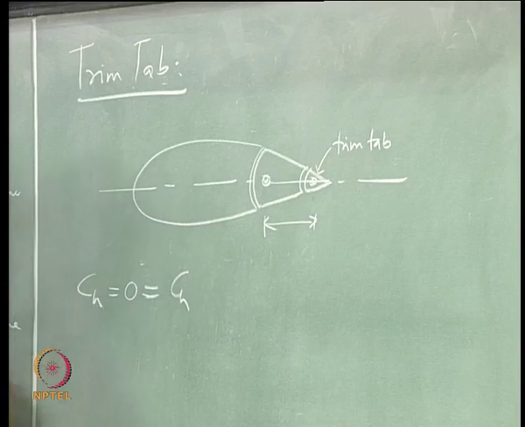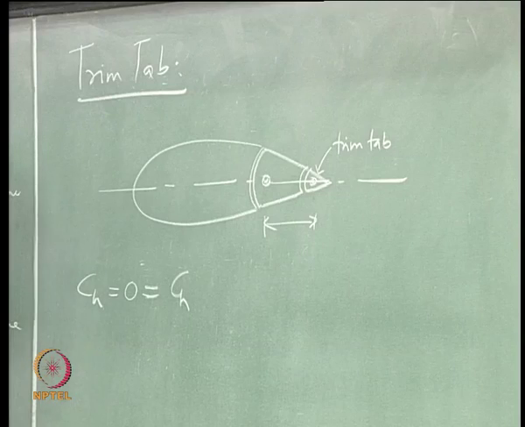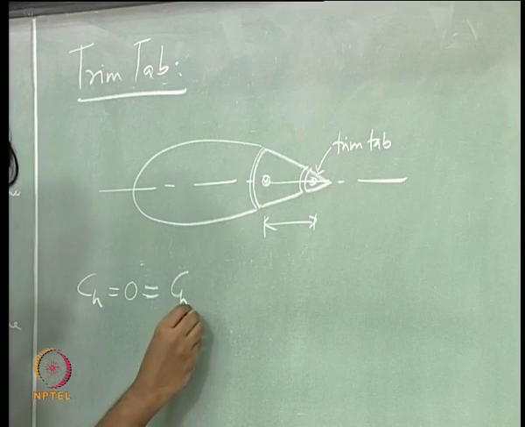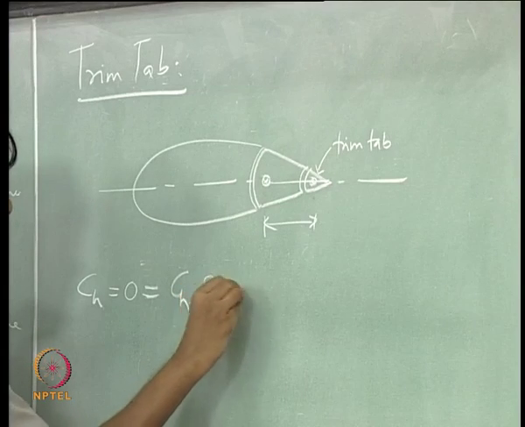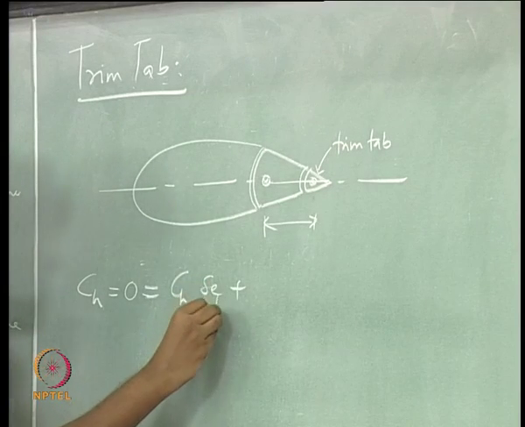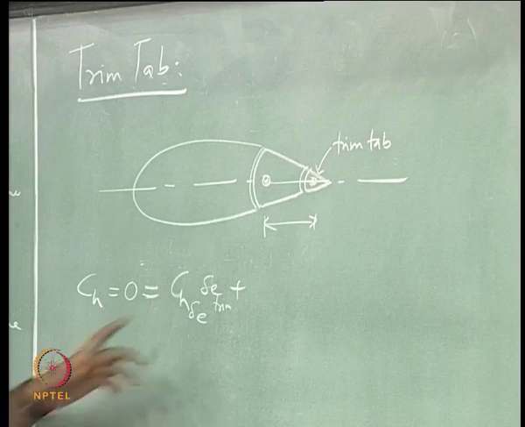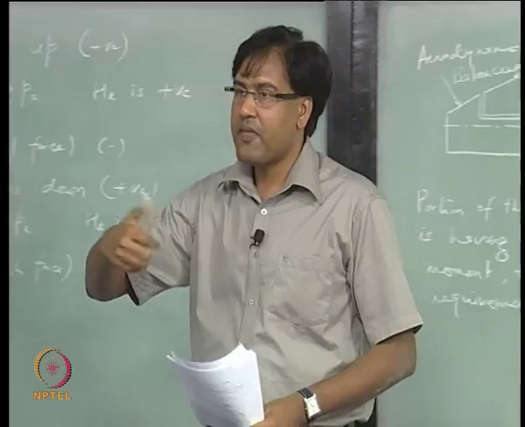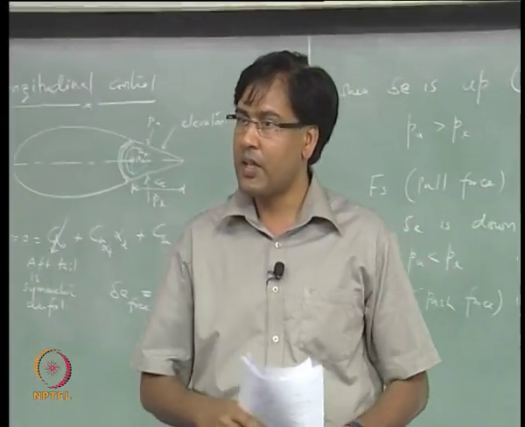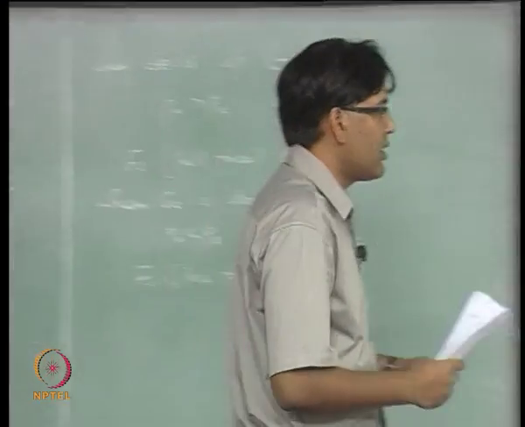Now let's look at this expression again for the hinge moment coefficient. So I want to trim the aircraft at a particular elevator setting, right, and I want to find out the trim tab deflection, free deflection, so that the moment at the hinge point is 0, right.